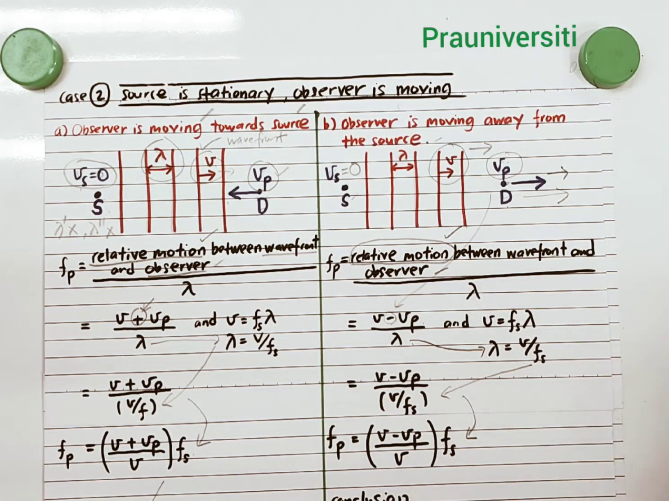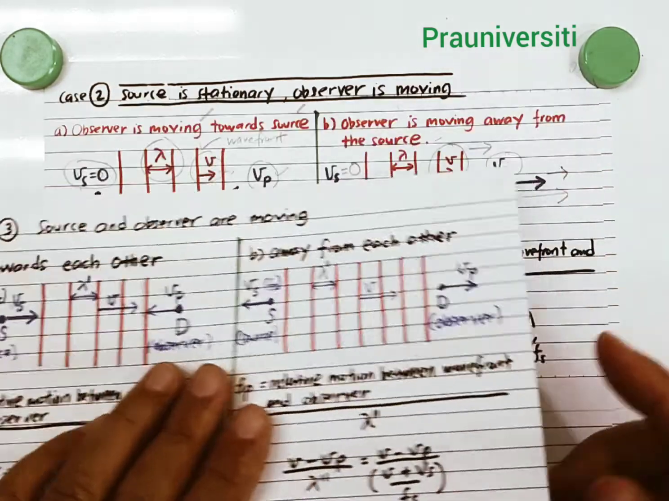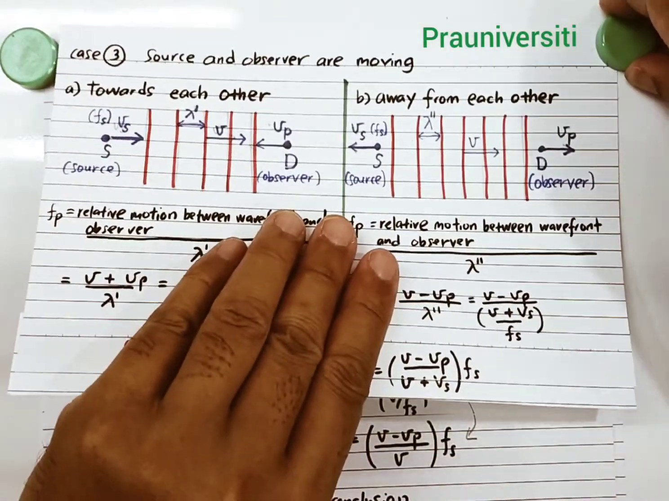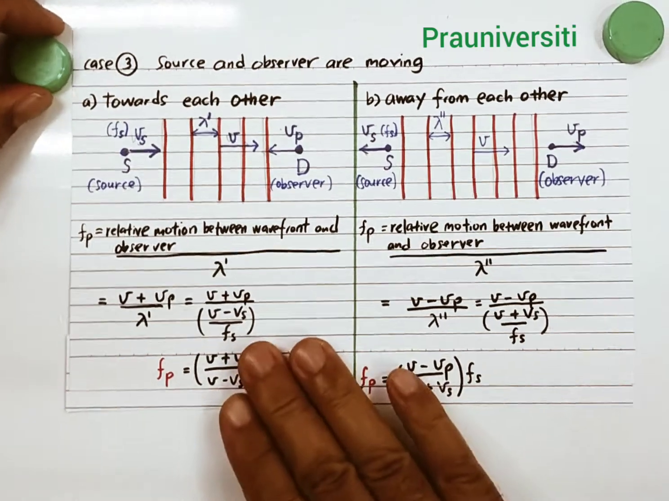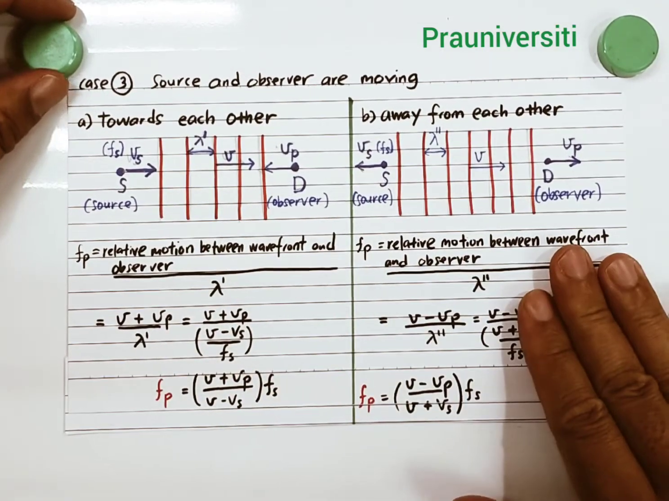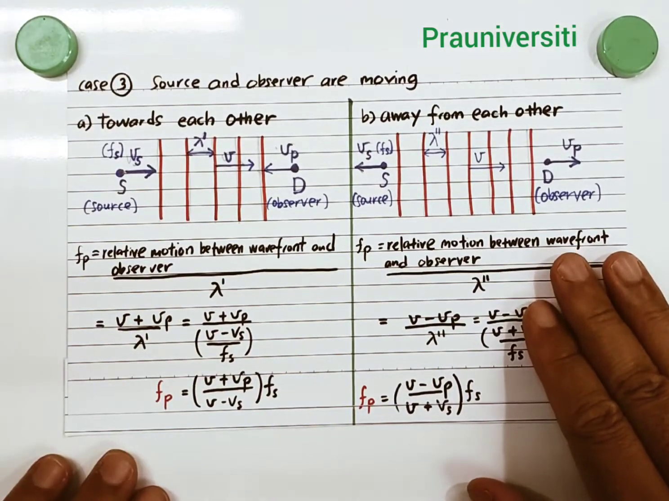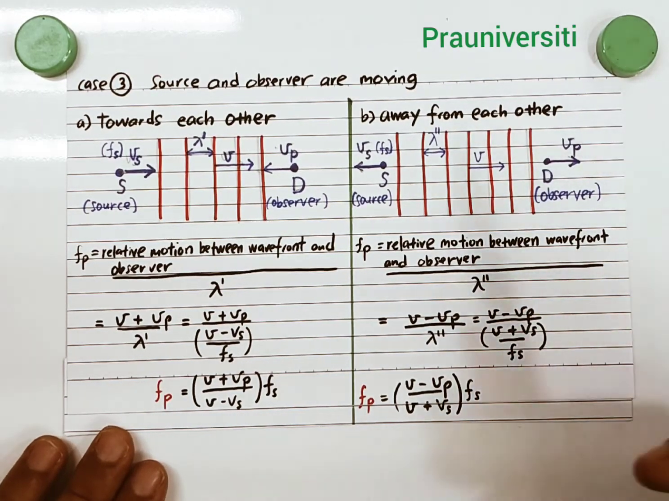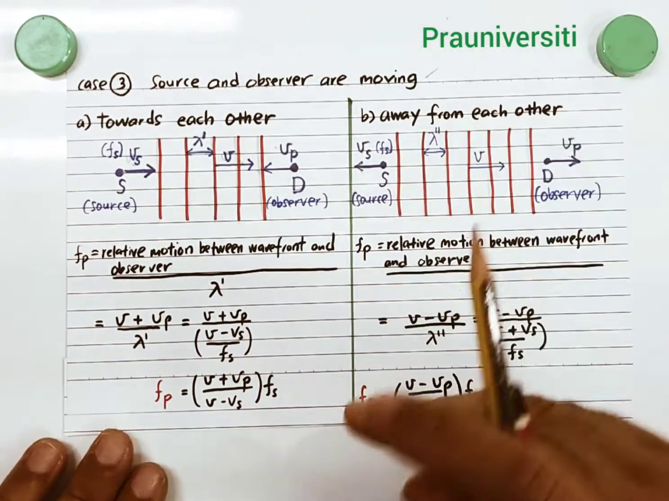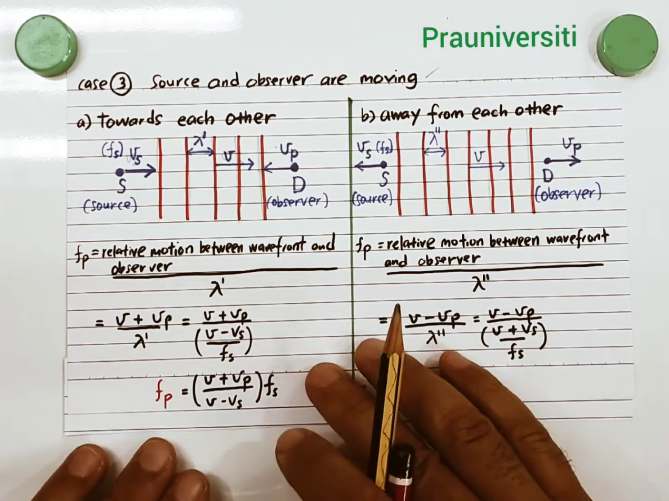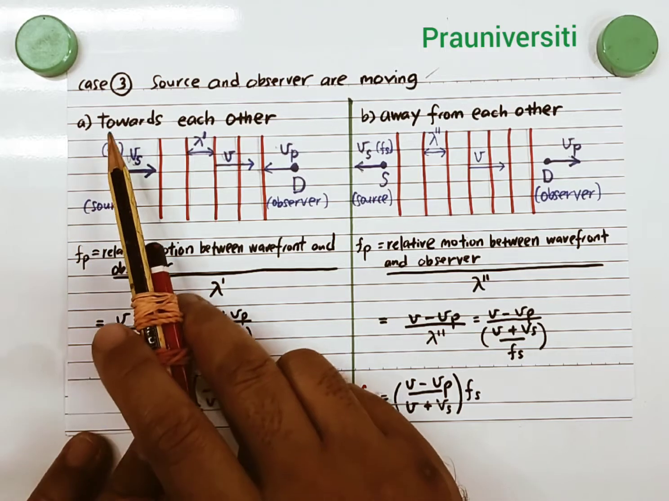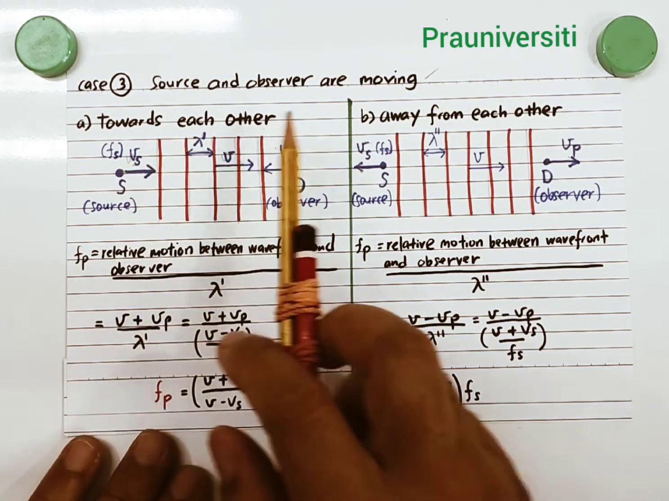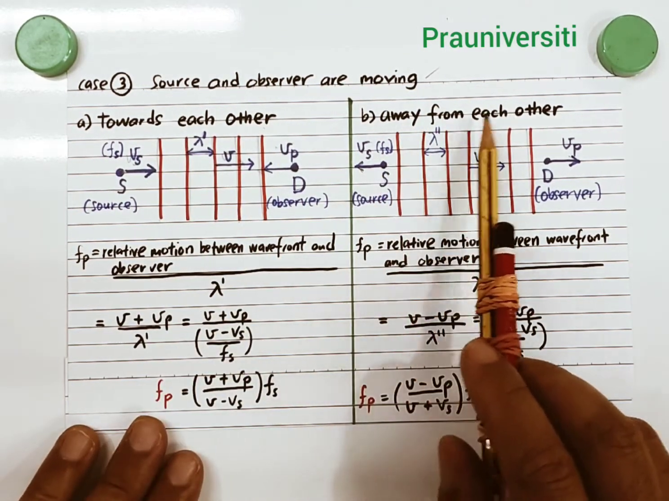Okay, so we continue with case number 3. Case number 3 is where the source and the observer are both moving. In this case we have two types: the first one is towards each other, and the second one is away from each other.